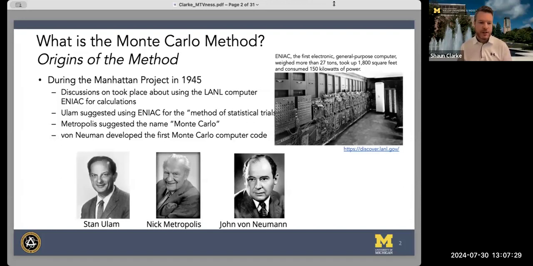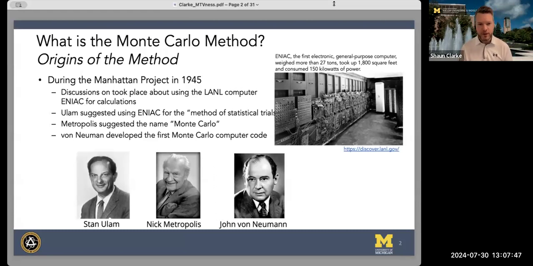So you can see at the pictures at the bottom are the three gentlemen who are credited with development of the Monte Carlo method in its infancy: Stan Ulam, Nick Metropolis, and John von Neumann. They were all scientists at the time and contributed various aspects to the development of this method.